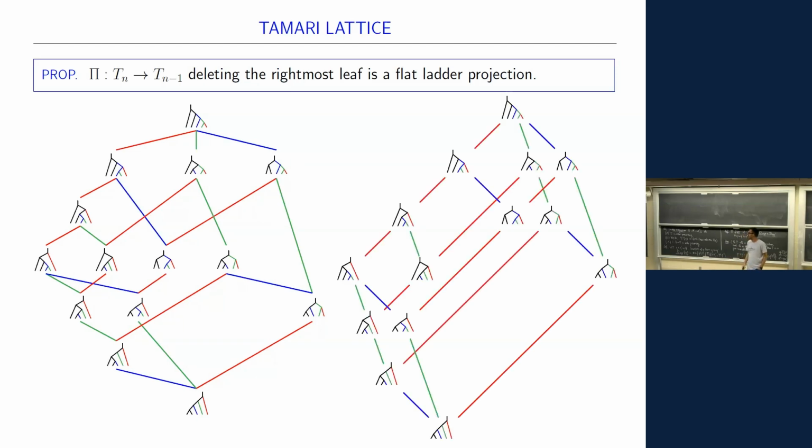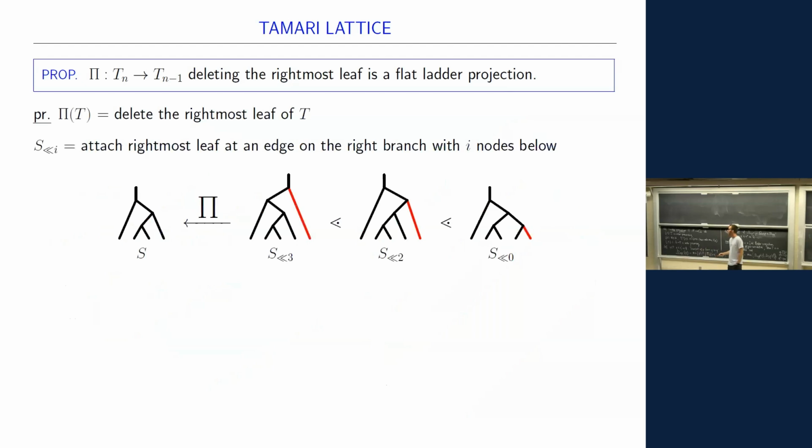You will also see it easier if I had drawn the cubic realization of the icosahedron. So here the coordinates are given by the bracket vectors of Fung and Thematic. And again the colors correspond to the coordinate lines in 3-space. So again this projection is very natural, and it is a flat ladder projection. In the projection, we delete the rightmost leaf.